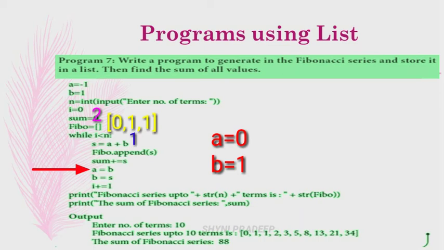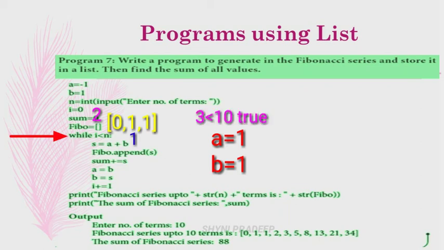B value is what? 1. So now a is equal to 1. S value is what? 1. So now b value is what? 1. A is equal to 1. B is equal to 1. Okay. See the next line. I is equal to I plus 1. So this I becomes 3. So again check the condition. 3 is less than 10.